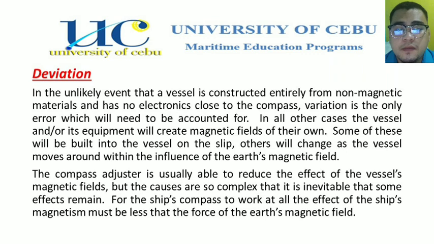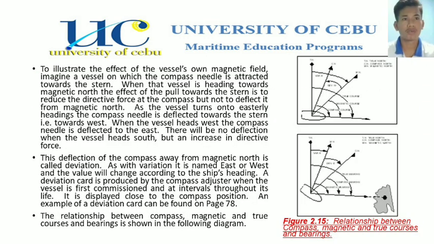Deviation can also be named as east deviation when the compass needle is deflected to the right of the magnetic meridian, and west deviation when the compass needle is deflected to the left of the magnetic meridian. To illustrate the effect of the vessel's own magnetic field, imagine a vessel in which the compass needle is attracted towards the stern. When that vessel is heading towards magnetic north, the effect of the pull towards the stern is to reduce the directive force at the compass but not to deflect it from magnetic north.